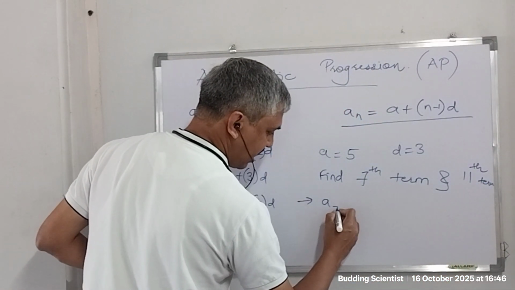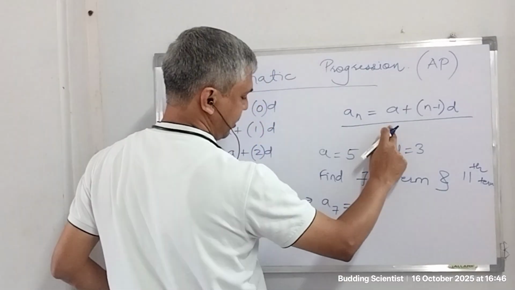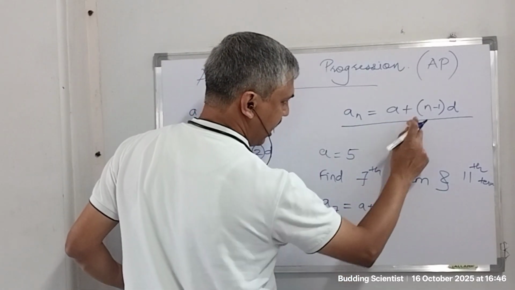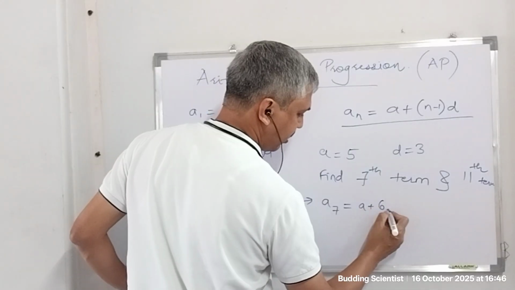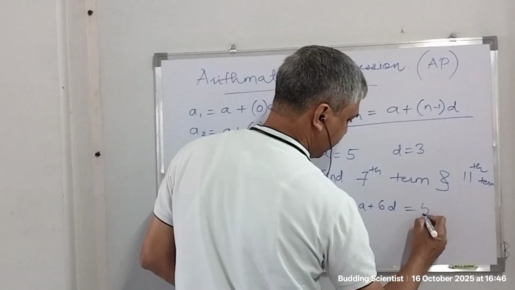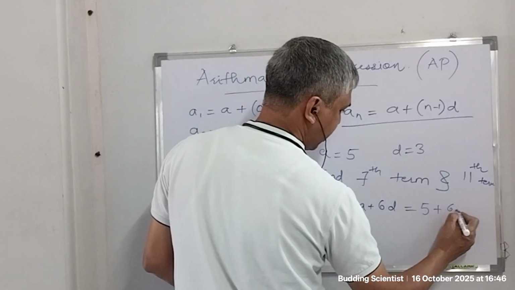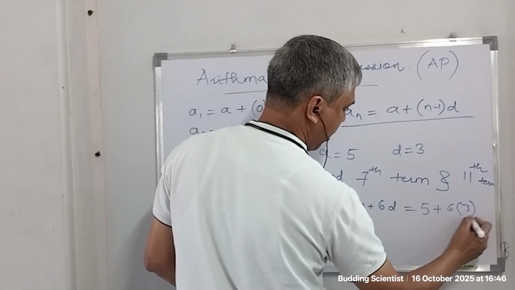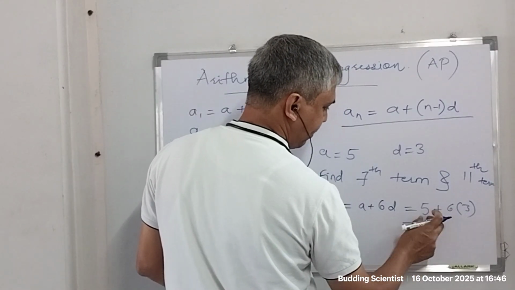7th term A7 will be equal to, the formula is this, A plus n minus 1, so 7 minus 1 into D. A is 5, 6 into D is 3. 18 plus 5 is 23.